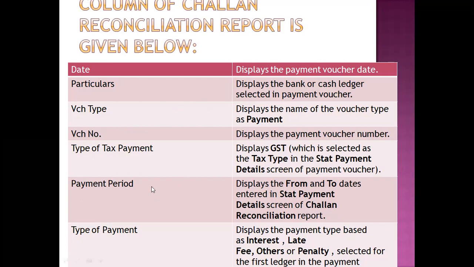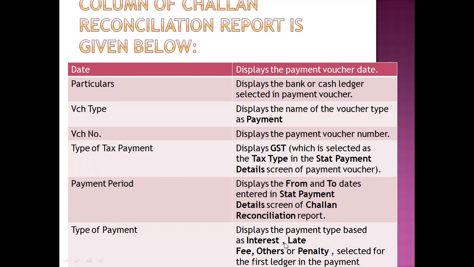Next, what's the payment period? Which date to which date you are making payment. It displays the from and to dates. Enter the statutory payment details screen of the Challan reconciliation report. Then the type of payment. It displays the payment type, such as interest, late fee, others or penalty.